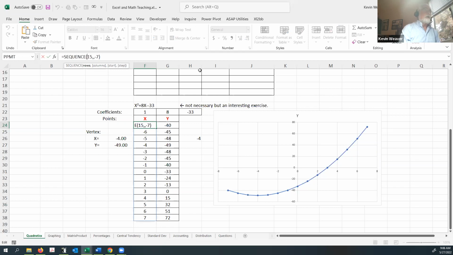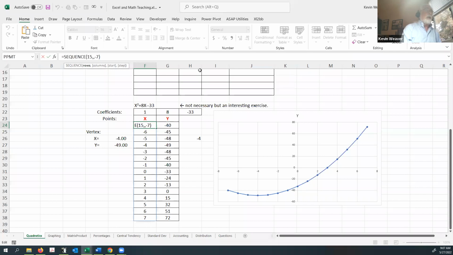The first argument of the sequence function is how many rows do you want? And because I wanted to have a 0 x coordinate, I picked 15 rows. The next argument is how many columns would you like? If you don't specify it, the default is 1, which is what I wanted in this case.